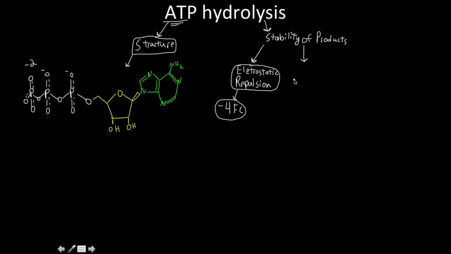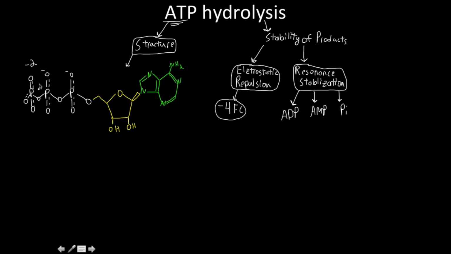The other thing that's going to really contribute to the stability of your products is resonance stabilization. For resonance stabilization, if you look over here, I'll go ahead and draw this out. We're talking about adenosine diphosphate, adenosine monophosphate, and lastly the inorganic phosphate that results from this cleavage. If you remember back to organic chemistry when we talked about resonance hybrids, these molecules are kind of fixated and trapped in these locked up positions, with the negative formal charges being next to one another.